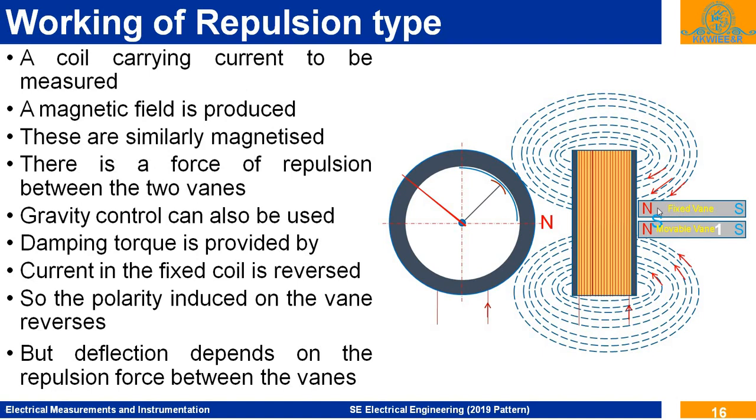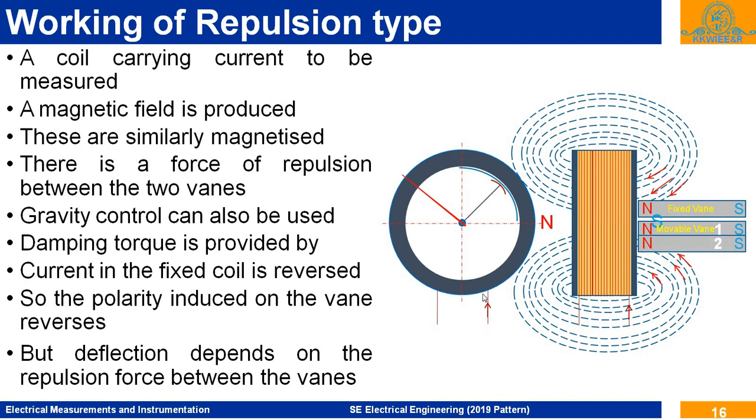So in the fixed vane and movable vane, north poles are generated, and the north pole of the fixed vane and the north pole of the movable vane will repel each other. The south pole of the fixed vane and the south pole of the movable vane will repel each other. So these two iron pieces will repel each other because of the similar poles formed on both iron pieces due to this magnetic field.